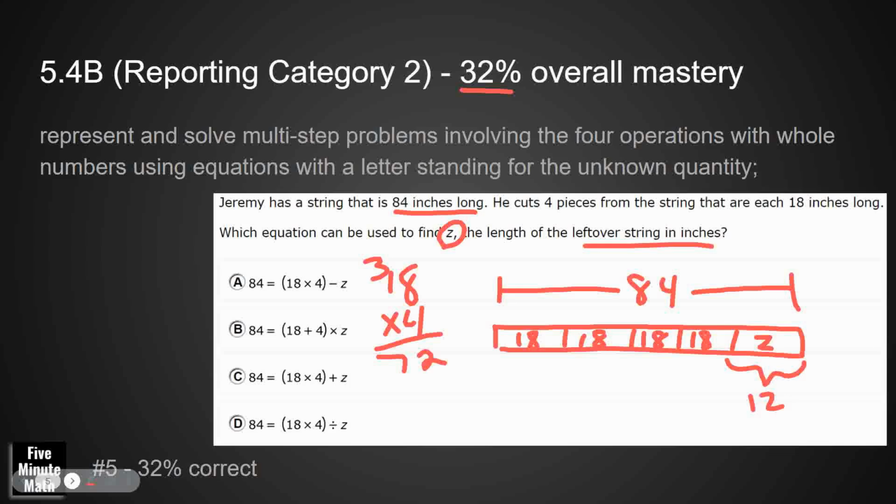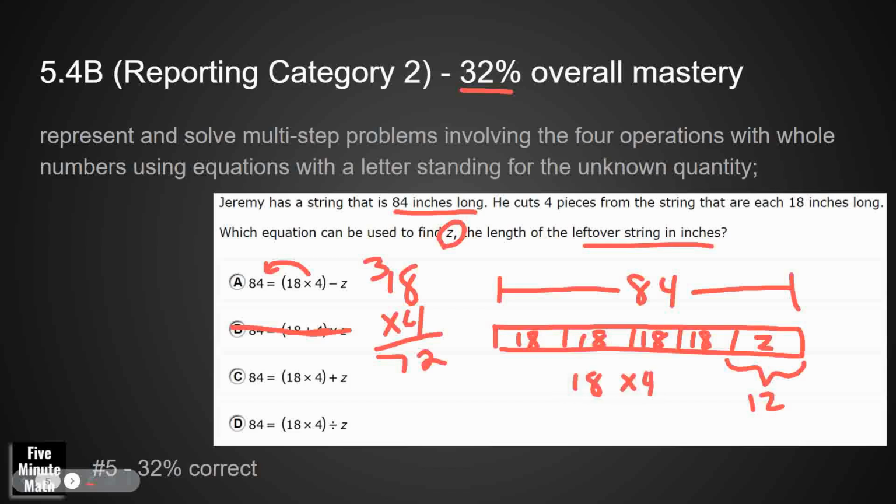Now, which of these can be used to find 12? That's where it gets tricky, okay? Well, you notice that we need to multiply 18 times 4. We don't need to add 18 times 4, so that's not going to work. But then what do we do? 84 equals 18 times 4 minus Z? Well, if this were on this side, right, maybe we could use a subtraction. But 84 equals all four of these.